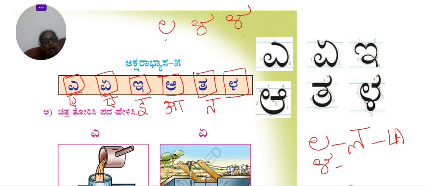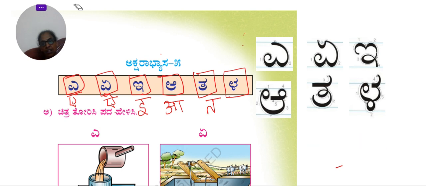La and Ra. So please understand the difference between the pronunciation. This is just normal La. L-A. How will you pronounce L-A? You just say it as La. But this one you have to slightly twist your tongue and pronounce it as Ra. La, Ra.